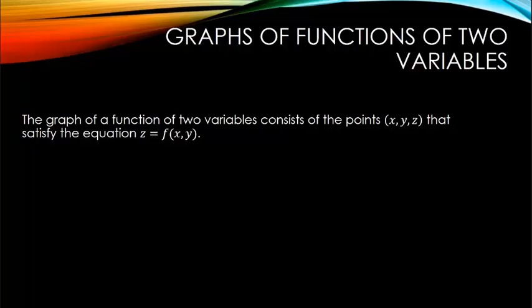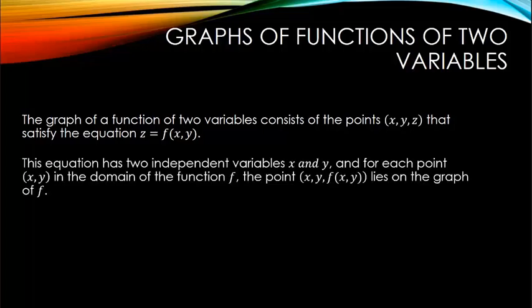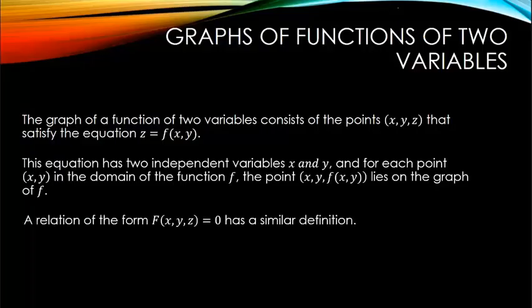In other words, I'm talking about an equation given by z is equal to f of x, y. This equation has two independent variables, they're x and y, and for each point x and y in the domain of the function f, I will have a point given by the ordered triple x, y, f of x, y, and this ordered triple point will lie on the graph of f. A relation can have the form capital F of x, y, z is equal to 0. This will have similar definitions in terms of domain and the value that my z variable will take on.